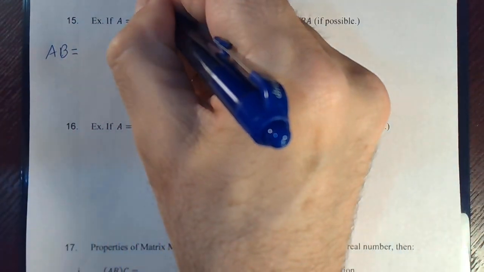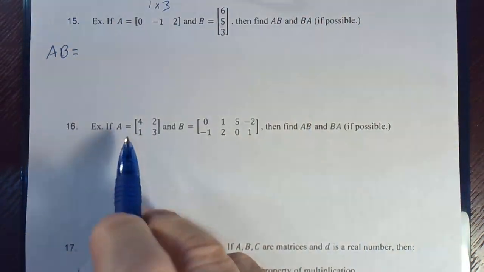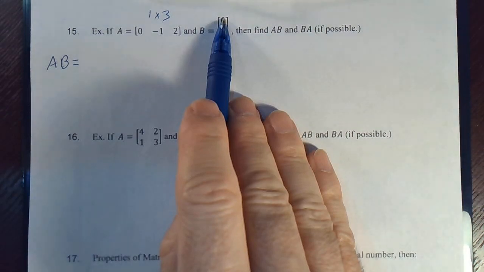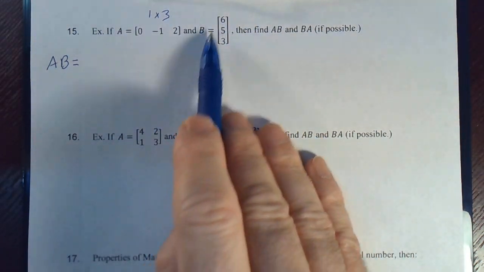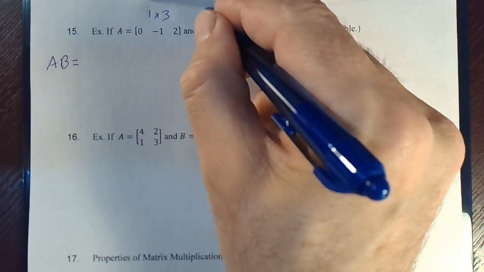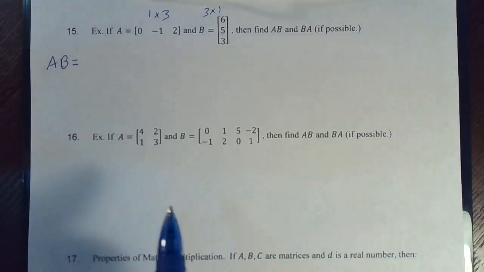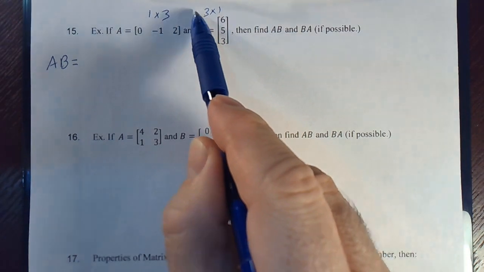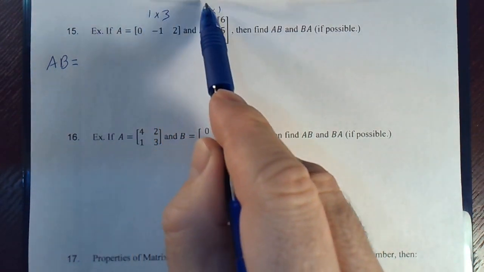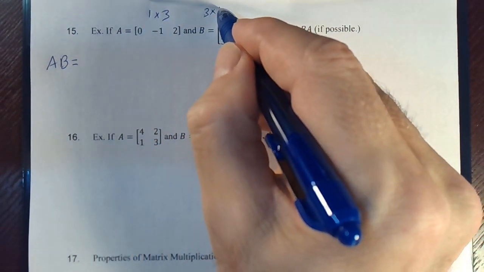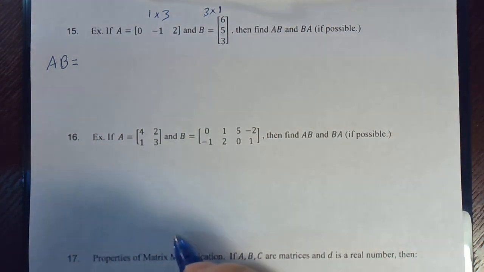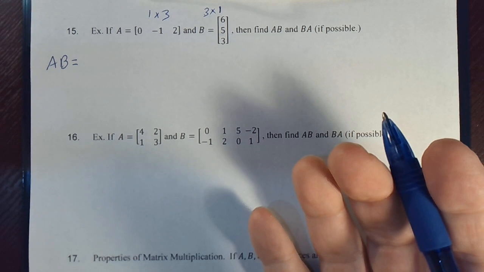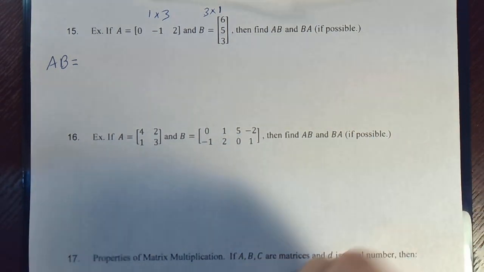Remember, this is a 1 by 3 matrix. Right, 1 row, 3 columns, and this is what? 3 rows by 1 column. So, of course, we can multiply them because this 3 matches this 3, and the resulting matrix is a 1 by 1, or just a simple number. Remember, when you multiply a row matrix times a column matrix, you just get a 1 by 1 matrix, which we usually just write as a single real number.